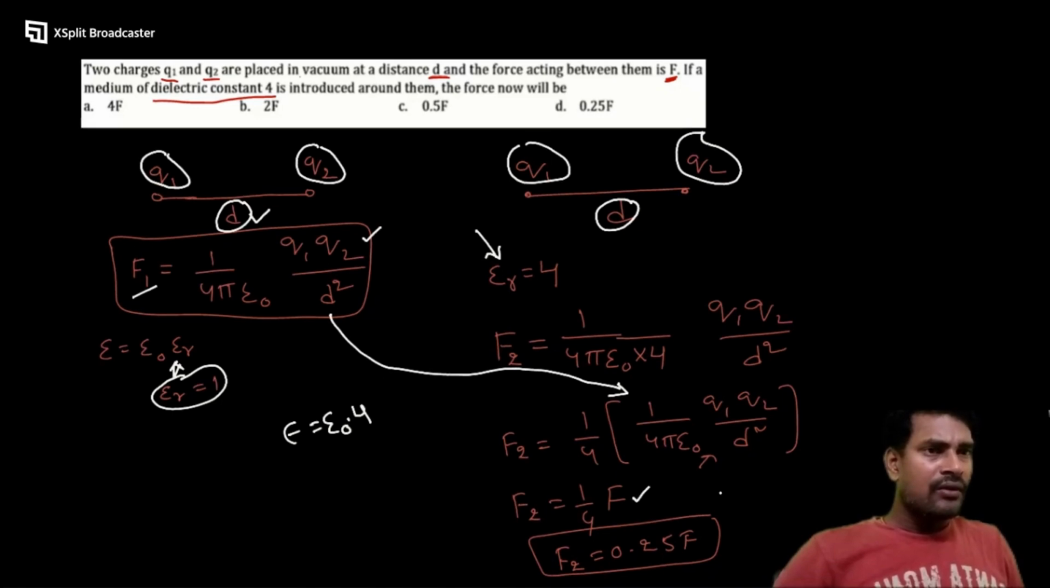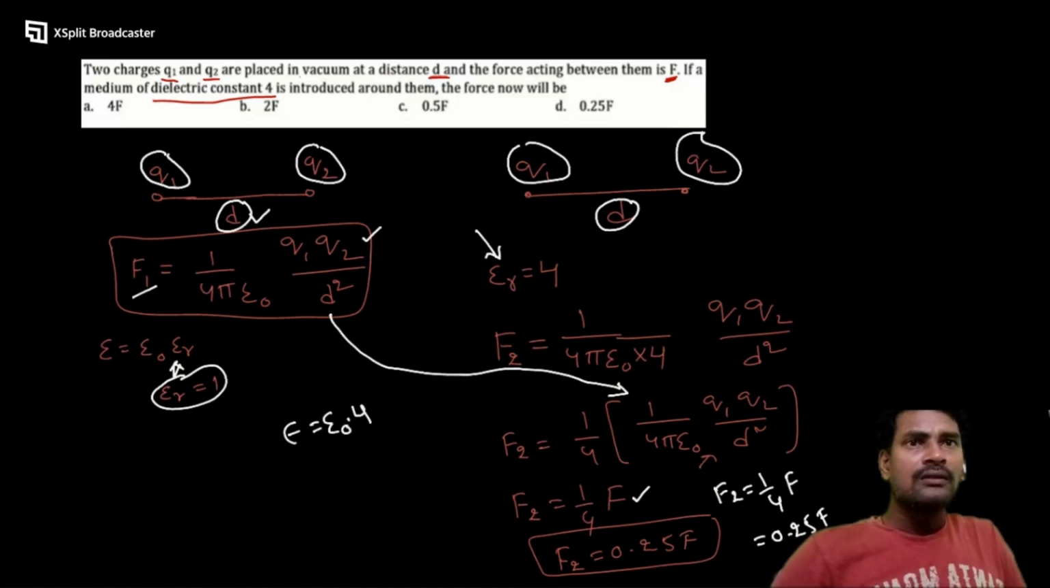So F2 is equal to 1 by 4 times F. So 1 by 4 is what? 0.25 F. So 0.25 F is the correct answer. So option D is the solution for this problem. Okay, let me go with the next question.